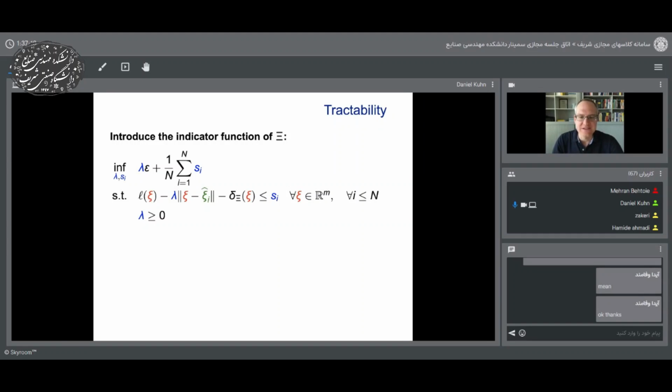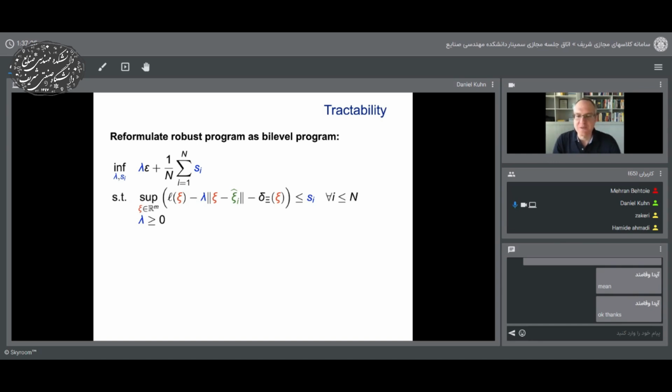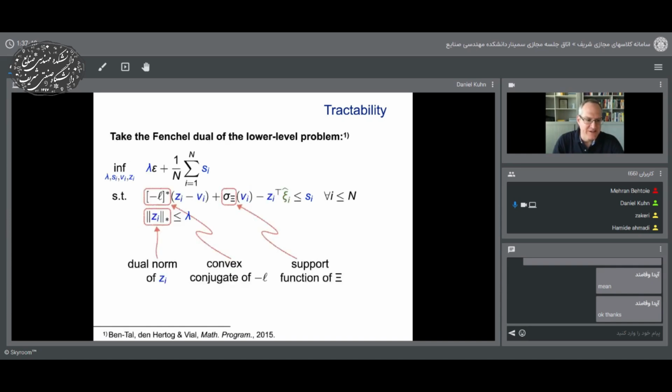So this constraint needs to hold for all Xi. The left-hand side of the constraint is a function of Xi. For every Xi, this needs to be smaller or equal to Si. This is equivalent to saying that the supremum of the left-hand side over all Xi in R^m must be smaller or equal to Si. So I have reformulated my robust constraint by a constraint that involves an embedded maximization problem. And now we can again use a trick from the literature.